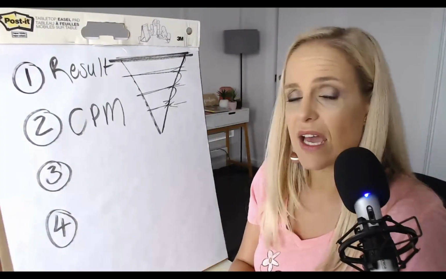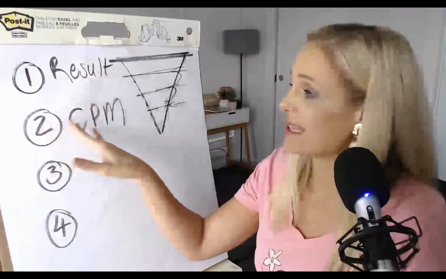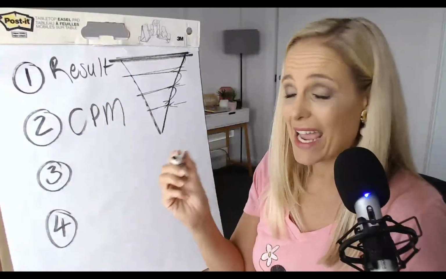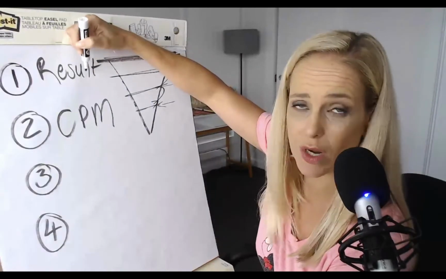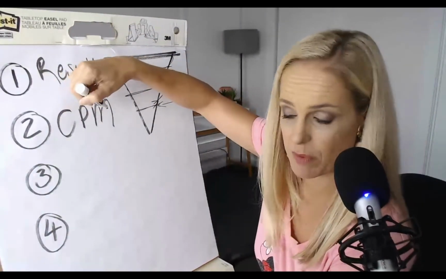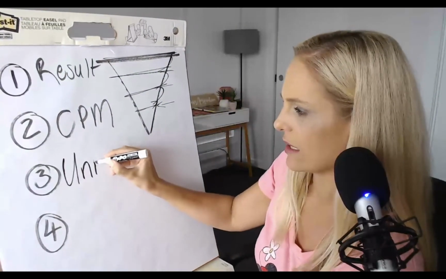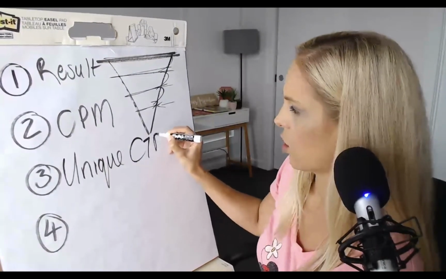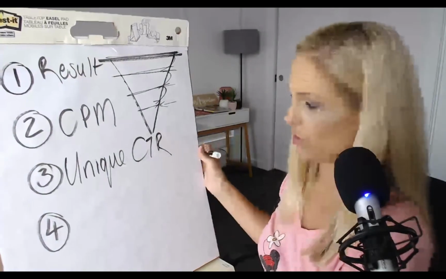So let's now say you're not happy with the result, but you look at the CPM and that's $10, so you're happy with the CPM. So now you still want to know, why is my result not what I want it to be? But the CPM is good, so you know the CPM is working. The next number you want to look for is the unique CTR, the unique click-through rate.